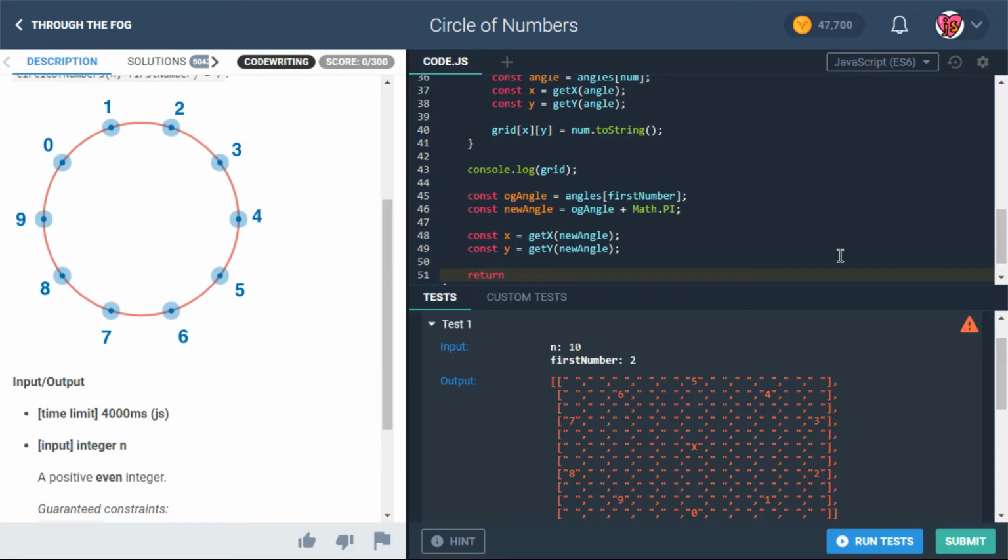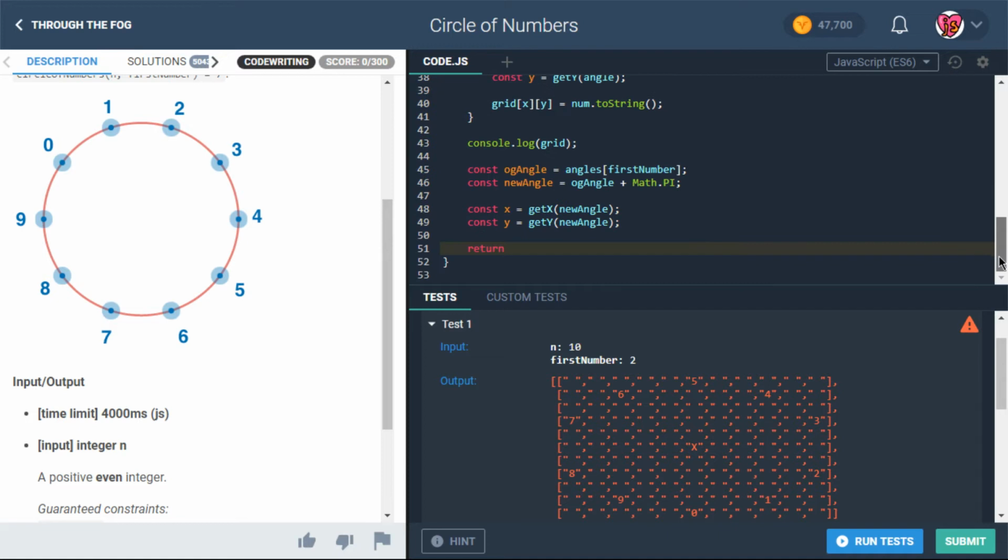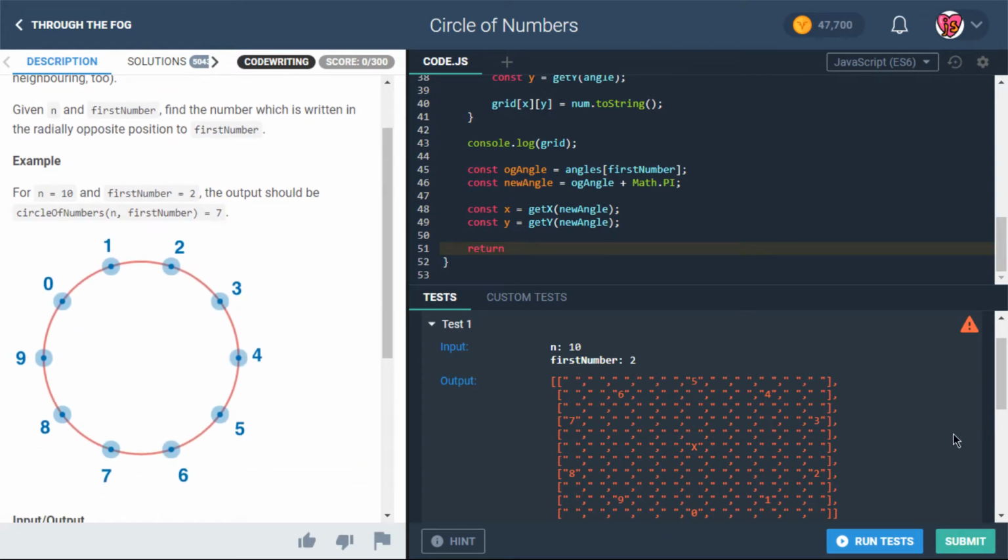But the main thing is basically we're starting by saying we're looking at the number, I don't know, what was in this first one? 2. Okay, so we're saying here's 2 over here, right? What was the angle that it took to actually get from 0 to 2? What was the angle in here? And then we say, okay, we want to add pi to that angle.